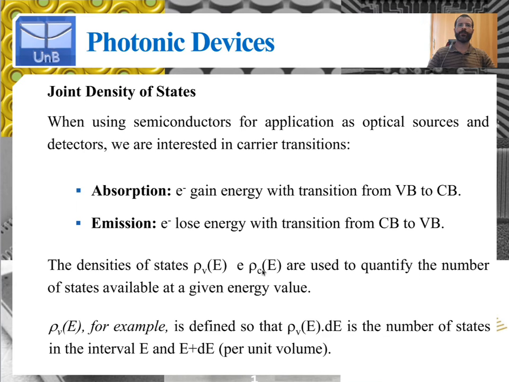Okay, and since we're interested in these transitions, it's important to know the density of states in the valence band, so rho v of E, and in the conduction band, rho c of E, in order to quantify the number of states available in the conduction and valence bands for a given energy. So, for example, we have seen that rho v of E, the density of states in the valence band, was defined in such a way that rho v of E dE is the number of states with energies in the interval between E and E plus dE per unit volume.